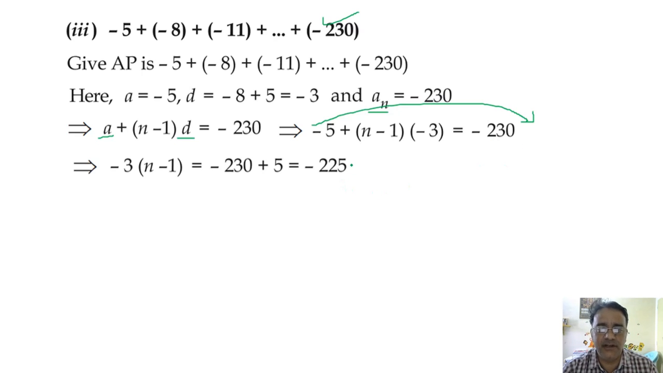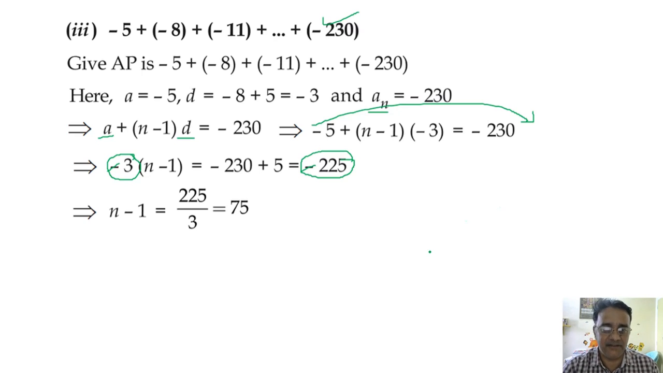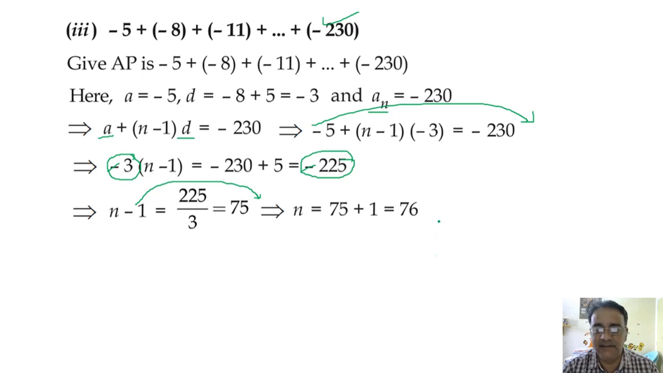Now minus 225 is divisible by minus 3. The minuses you can cancel, and 225 you can divide by 3. If you divide, you will get 75. Now shift minus 1 to this side. So what is the final answer? n is 76. Very good. So we got the value of n.